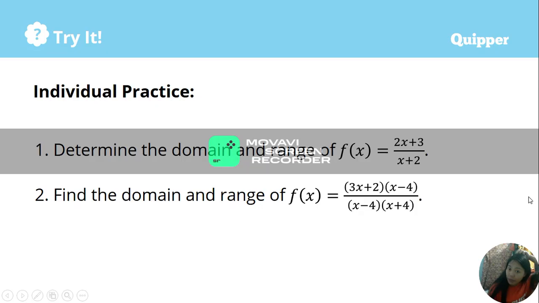Okay, do you have questions? If not, then this is now your activity. Just write this on one whole sheet of paper with the solution, then pass it to me in Curie's room, Grade 8 Curie's room.